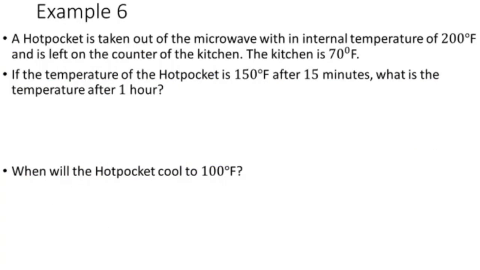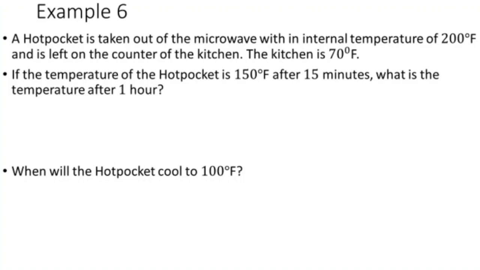A hot pocket is taken out of the microwave with an initial temperature of 200 degrees Fahrenheit and left on the counter of the kitchen. The kitchen is 70 degrees Fahrenheit. If the temperature of the hot pocket is 150 degrees Fahrenheit after 15 minutes, what is the temperature after 1 hour? So to answer our question, first we have to start making our model.